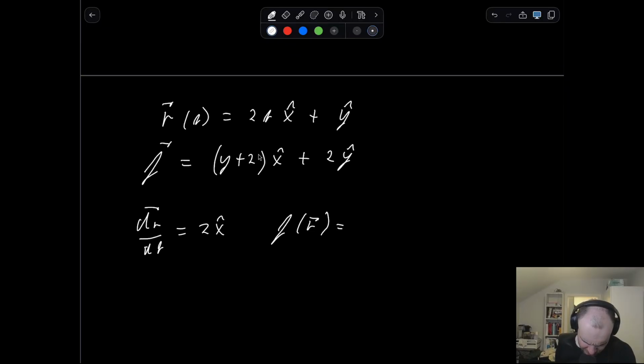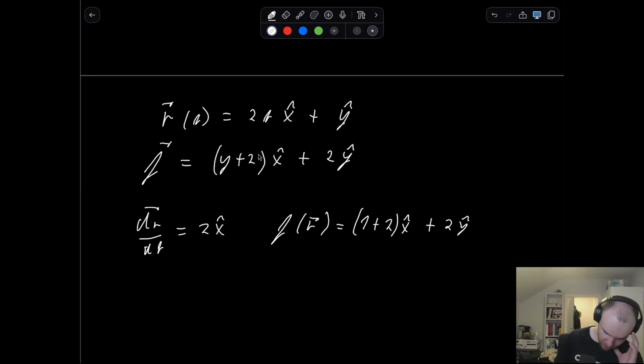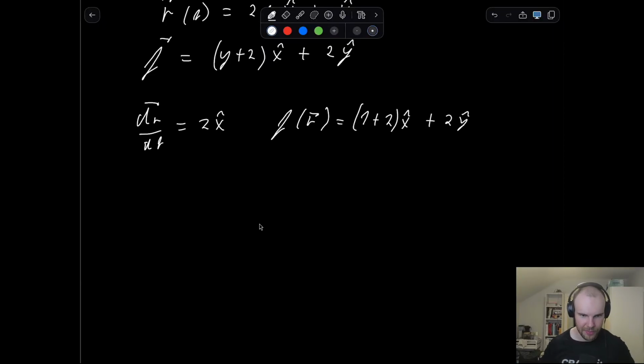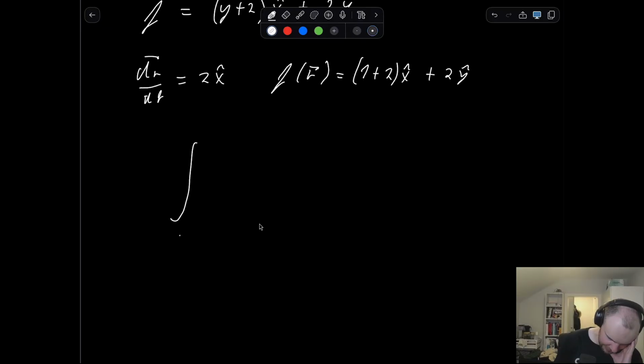There is 1 now, so y is 1 plus 2. Is that correct? That felt weird. So I have y, 1 plus 2, in the x hat direction, plus 2 y hat. Okay, let's roll with it. And what did we have? It was from 0 to 1, 2. But we have just parameterized in x, so it's from 0 to 1, actually. So the t value is from 0 to 1.